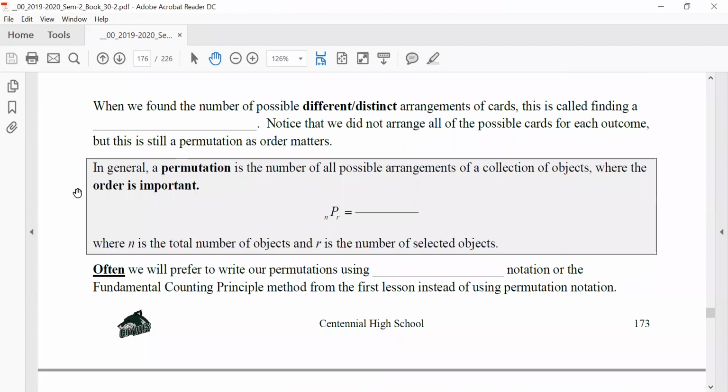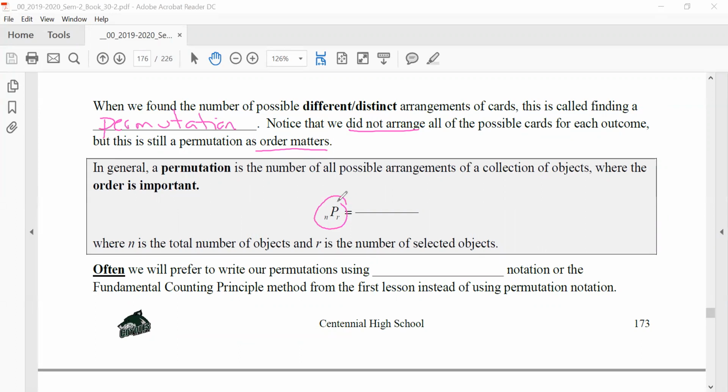So here comes the important part. When we found the number of possible different distinct arrangements of cards, this is called finding a permutation, meaning order matters. Notice that we did not arrange all of the possible cards for each outcome, but this is still a permutation as order matters. So we can always use the fundamental counting principle, but there's a new notation that I want to expose you to here, which is going to make our life a little easier.